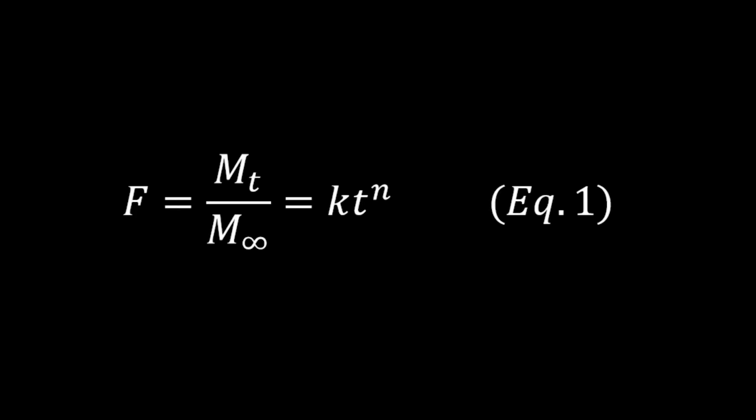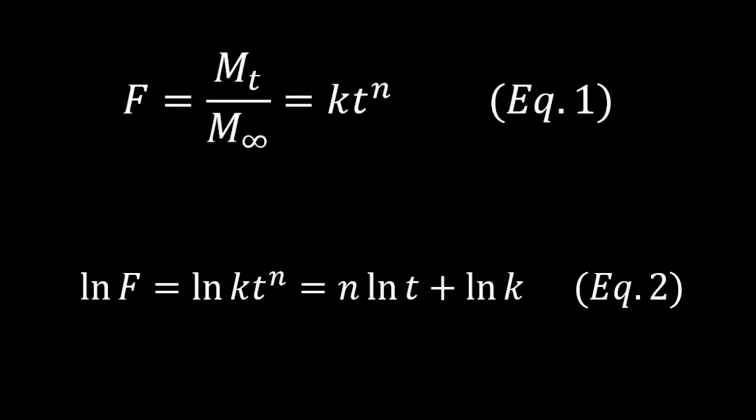The governing diffusion equation being considered in this experiment is as follows. F = k t^n, where F is the fraction of drug released, K is a constant incorporating characteristics of the macromolecular network system and the drug, t is time, and n is the diffusional exponent. F is determined by calculating Mt divided by M infinity, where Mt is the mass of drug that has been released at time t, and M infinity is the mass of drug released as t approaches infinity, or the steady state value. Taking the natural log of equation 1 yields equation 2, as shown.